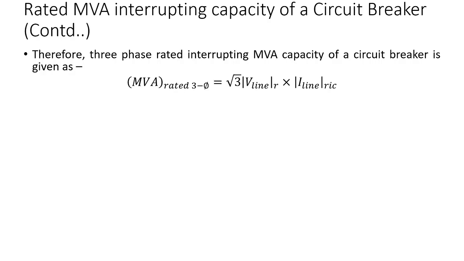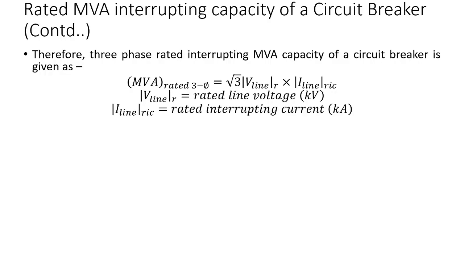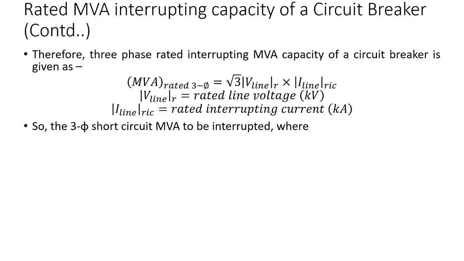So the three-phase rated interrupting MVA capacity of a circuit breaker is given as MVA rated three-phase, which is equal to root 3 multiplied by V line R, that is rated line voltage, and I line RIC, that is rated interrupting current in kiloampere. Both the voltage and the current are in kilo units, that is, voltage is in kilovolt and current is in kiloampere. Here you can see that V line R is rated line voltage and I line RIC is rated interrupting current for the line in kiloampere.